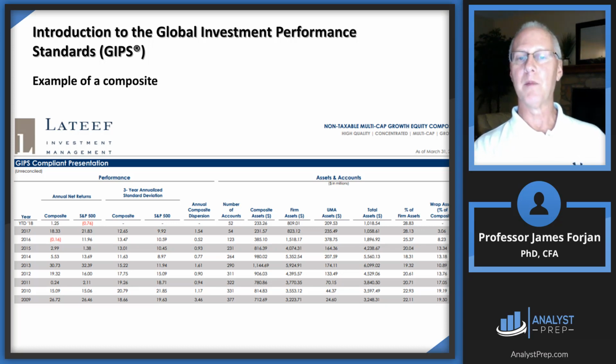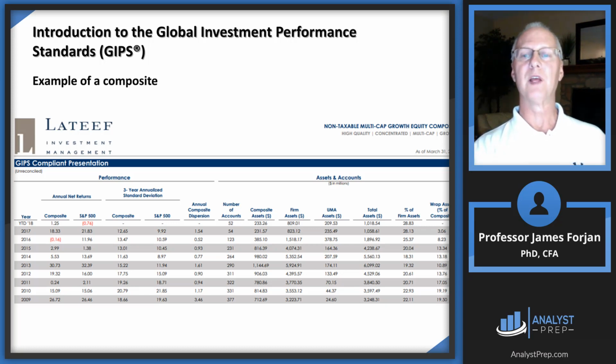Now, the annual composite dispersion is an internal composite dispersion measure, and this is calculated a little bit differently. It is a standard deviation, and the notes that follow this truncated table show that this is an asset-weighted standard deviation. So this is calculated internally a little bit differently than the 3-year annualized standard deviation. And so just by definition, it's going to be smaller. But essentially, this measures the variability within a composite.